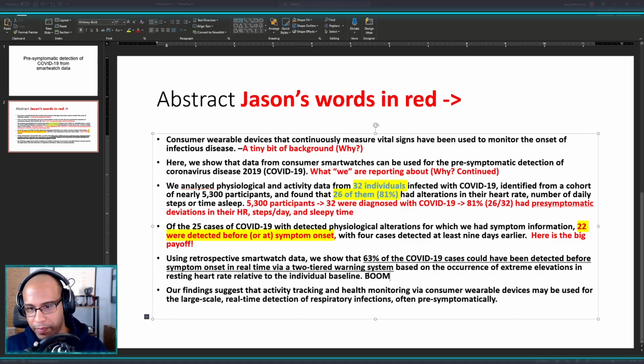Let's label that boom, right? And of course, the end statement's always what this kind of means in the real world, or for the body of evidence, things like that. Our findings suggest that activity tracking and health monitoring via consumer wearable devices may be used for the large-scale real-time detection of respiratory infections, often pre-symptomatically. So this "often," I feel like, does a lot of work. So I like to write commentary too. "Often" does a lot of work here. My humble opinion.